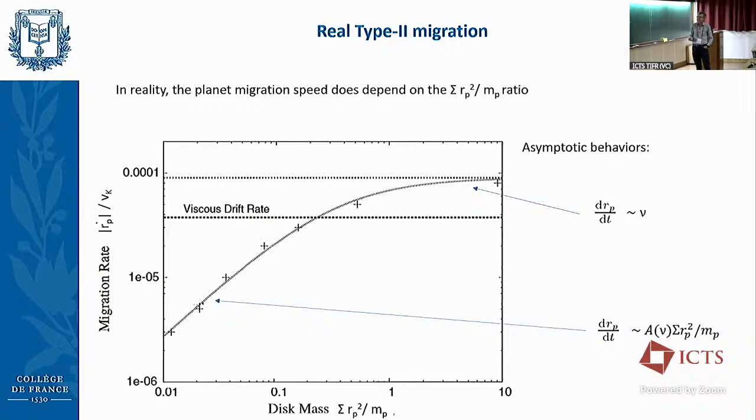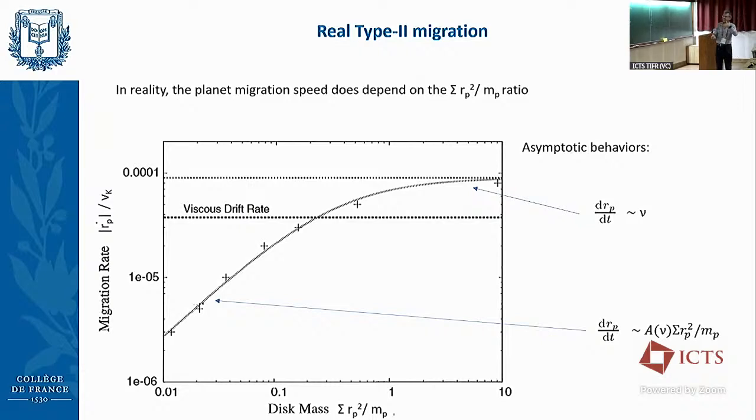On the other hand, if you go towards the low disk mass, so sigma is small compared to the planet, then of course a light disk cannot move the planet at the same speed. And so you go into this branch where migration is linearly proportional to this ratio, and only the coefficient depends on viscosity. So a viscous disk will have a larger coefficient, so a steeper dependence than a low viscosity disk.